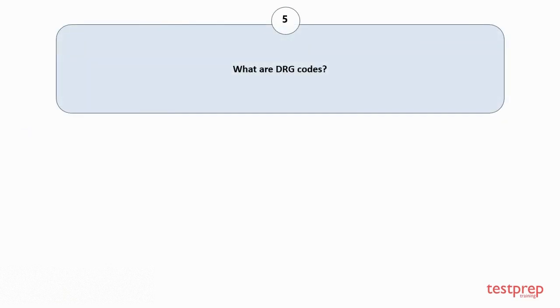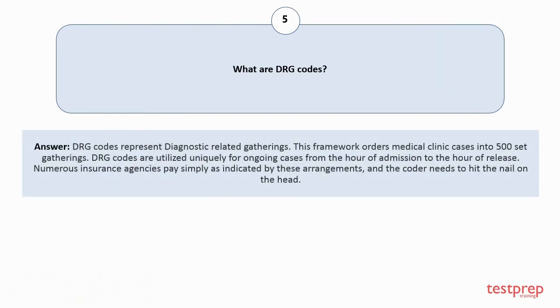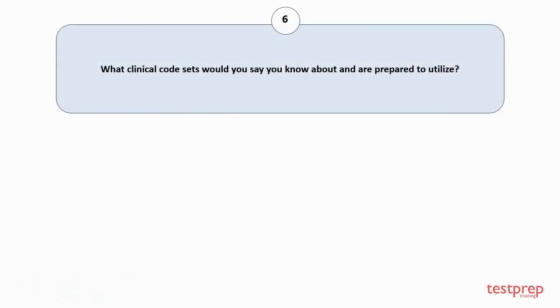Question number 5, what are DRG codes? Your answer is: DRG codes represent diagnostic-related gatherings. This framework orders medical clinic cases into 500 set gatherings. DRG codes are utilized uniquely for ongoing cases from the hour of admission to the hour of release. Numerous insurance agencies pay simply as indicated by these arrangements, and the coder needs to hit the nail on the head.